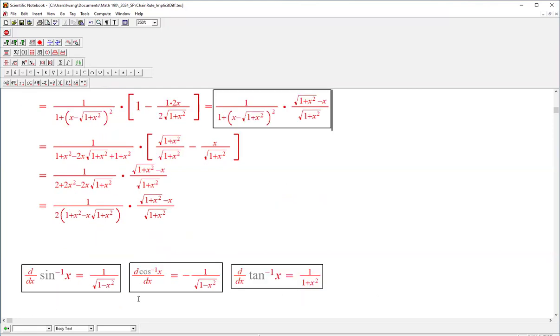Okay, so let's do another one. This one should not be too hard. This one is capital R of t equals arcsine of 1 over t.